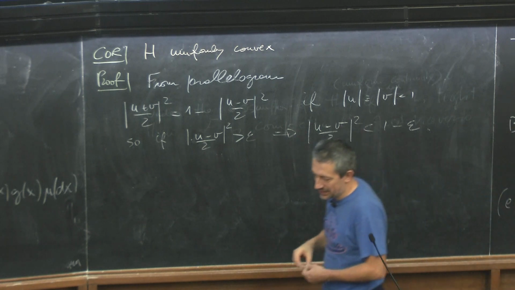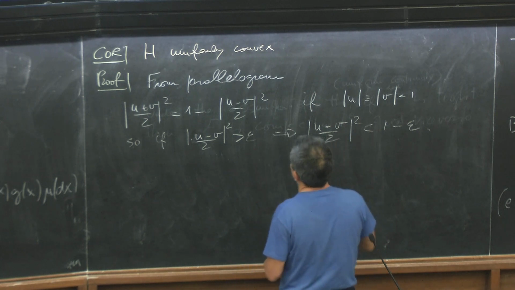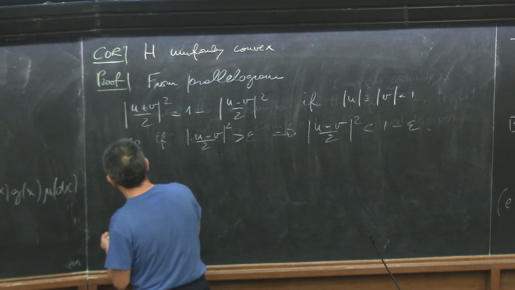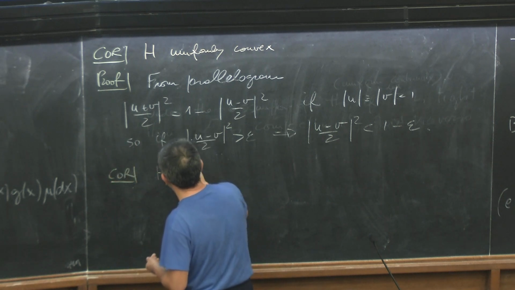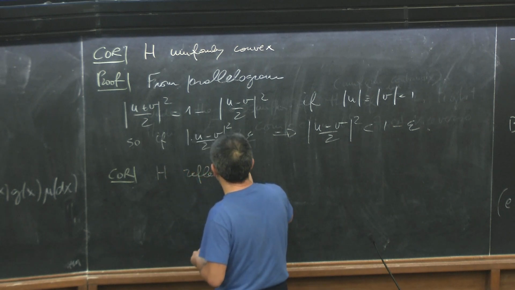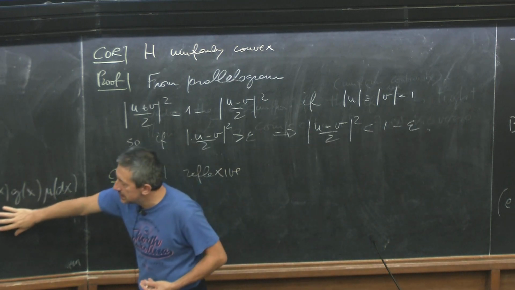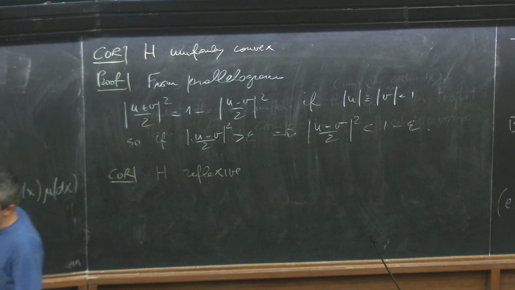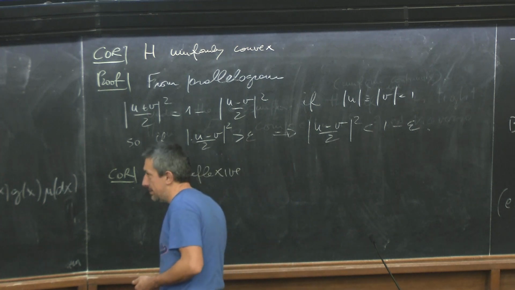Actually, here is even better. In particular, corollary: H is reflexive. Which we know for these examples. And you see it's much easier here to prove that it is reflexive, it's immediate. So now let's start with the fun. Let's go there.